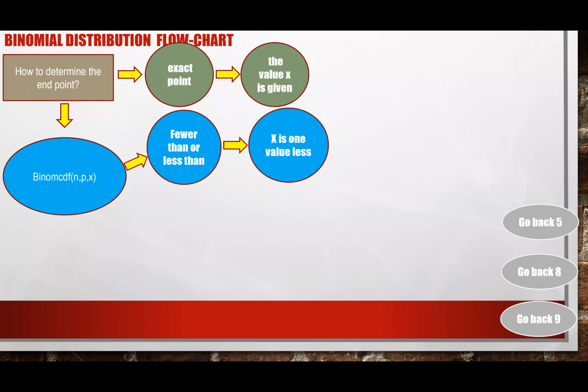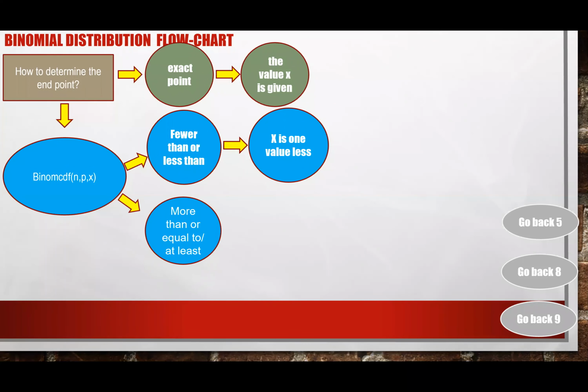Again, if they say find the probability of fewer than 12, your X value will be 11. You type in binomial CDF, with the total, the probability, and X as 11. You press enter. And remember our previous table: for fewer than, your answer will be the item on your calculator. So if it's fewer than, your X value is one less than the number they give you.